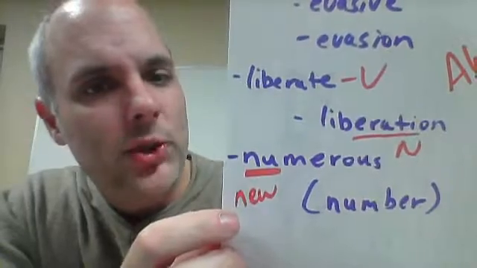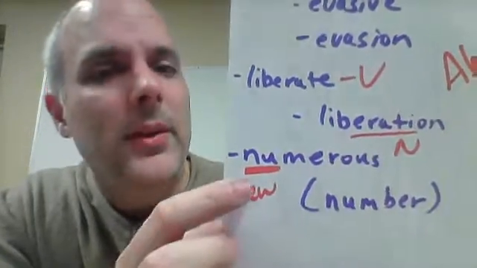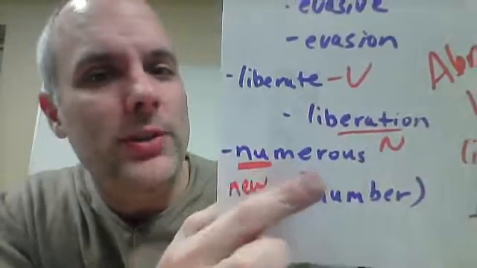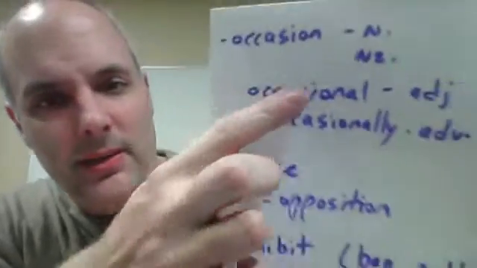Okay? The students were confused. So they had numerous questions for the teacher. Okay? So it just means many, many, many. Okay? Good. We're doing well. Occasion. Occasion has a couple meanings.